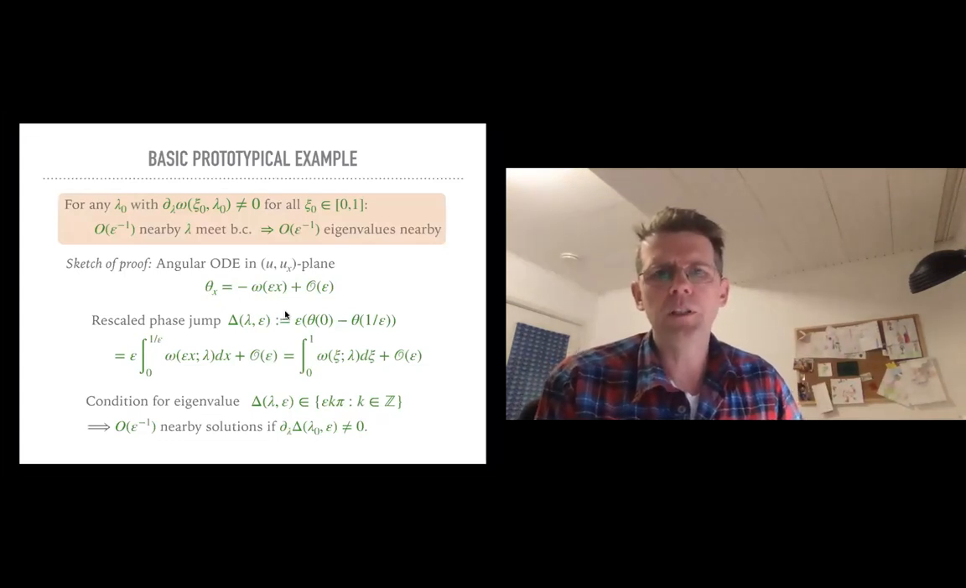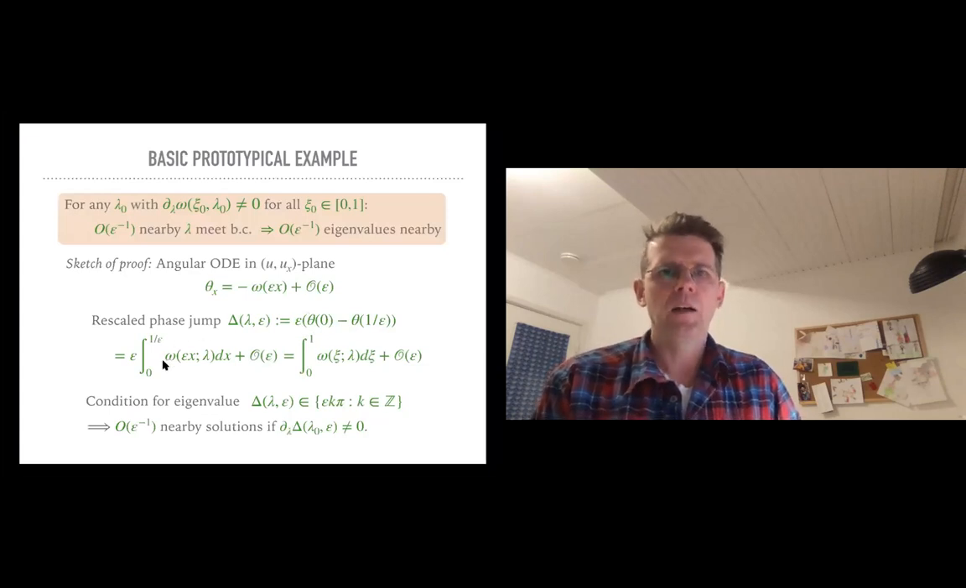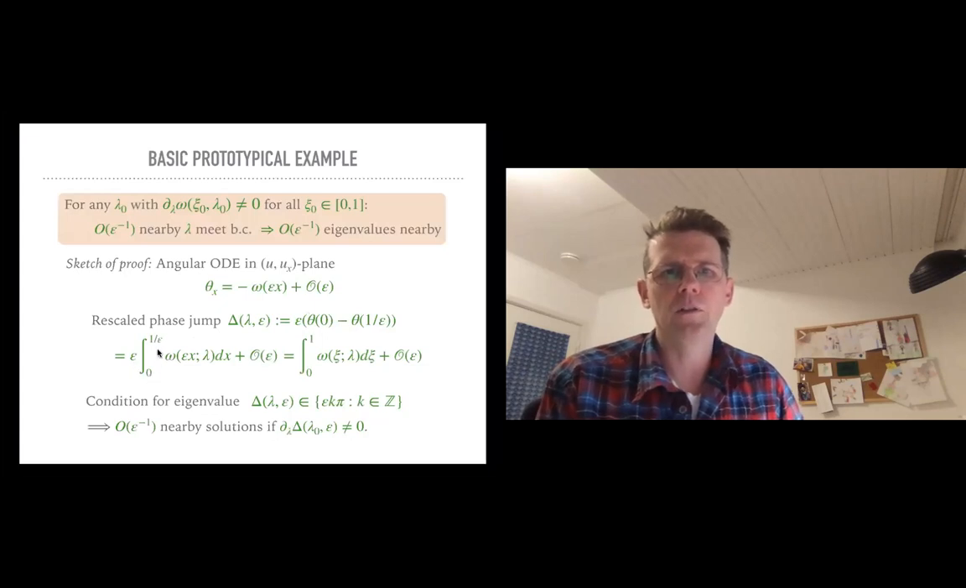Then the natural quantity to look at is this rescaled phase jump: I'm looking at the difference between the angle at 0 and the angle at 1 over epsilon. This is how far the angle has moved, and I'll rescale this with a factor epsilon, for reasons that become apparent in a moment. Because if I do that, I can rewrite this as epsilon times the integral from 0 to 1 over epsilon of omega. Here I've sneaked in the lambda dependence again, plus order epsilon. Then I can rescale in the integral and get this epsilon-independent integral over these frequencies with variable xi, plus order epsilon.